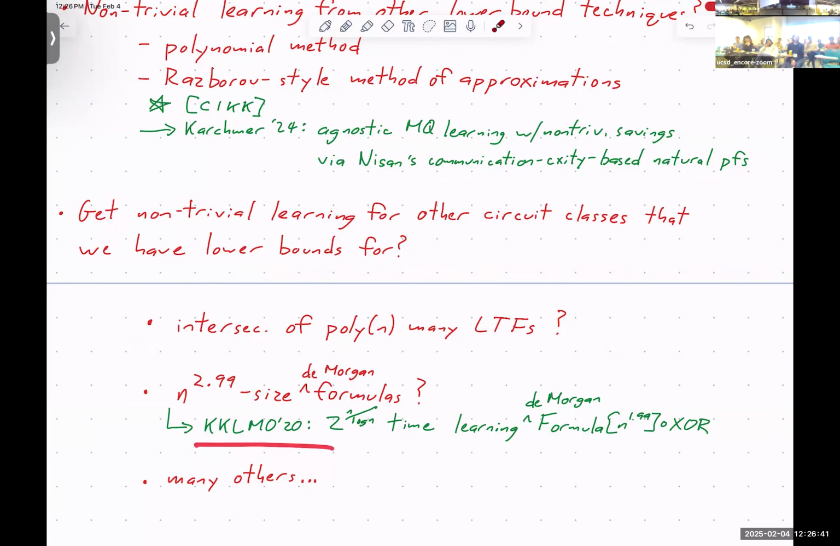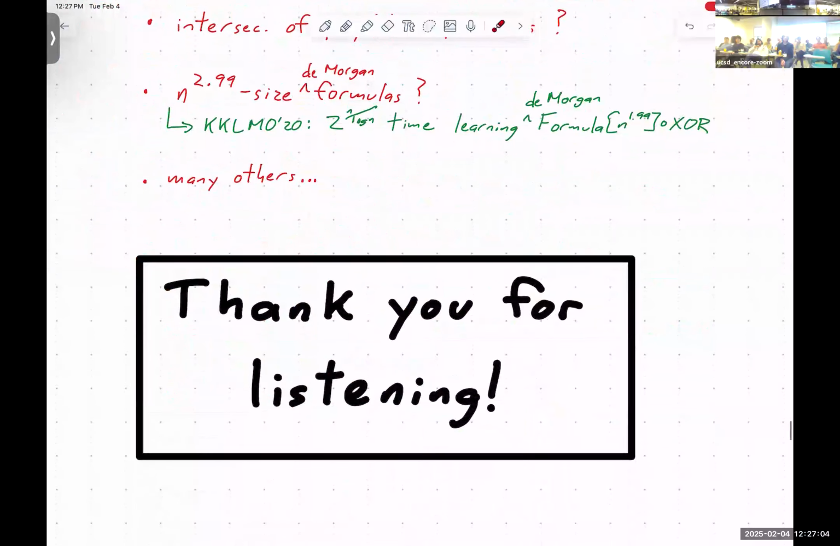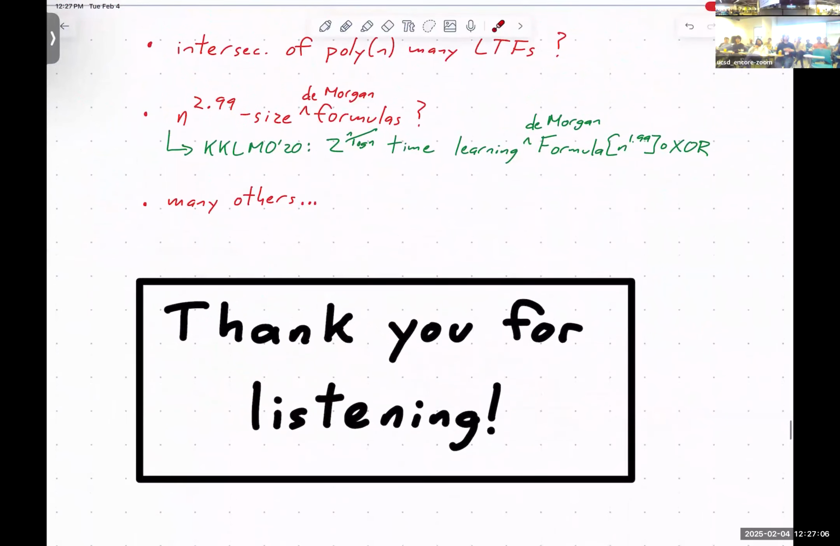Or something like De Morgan formulas. Valiant and his co-authors had results on learning an extension of De Morgan formulas. Is this correct? De Morgan formulas of size almost n squared with XOR gates also at the bottom. But we have great lower bounds for bigger De Morgan formulas of size almost n cubed. Of course, it would be interesting to try to get learning results there. I don't know how to do that, but I think there's room for future work here, and I think that's really everything.